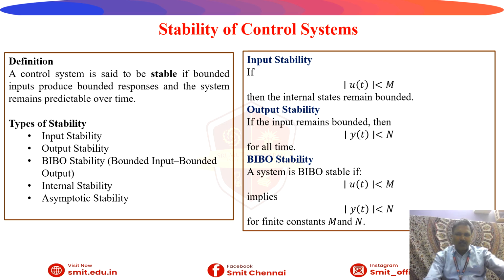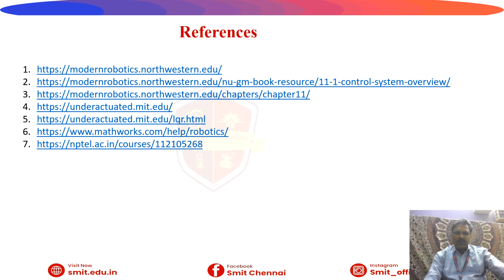A control system is said to be stable if bounded input produces bounded responses and the system remains predictable over time. Types of stability given are input-output BIBO stability and internal stability. Input stability is nothing but the magnitude of u of t less than M, and the output will be less than N. BIBO stability is similar to that, the same thing is declared, where finite constants are taken as M and N. These are the various references I took to prepare this content.